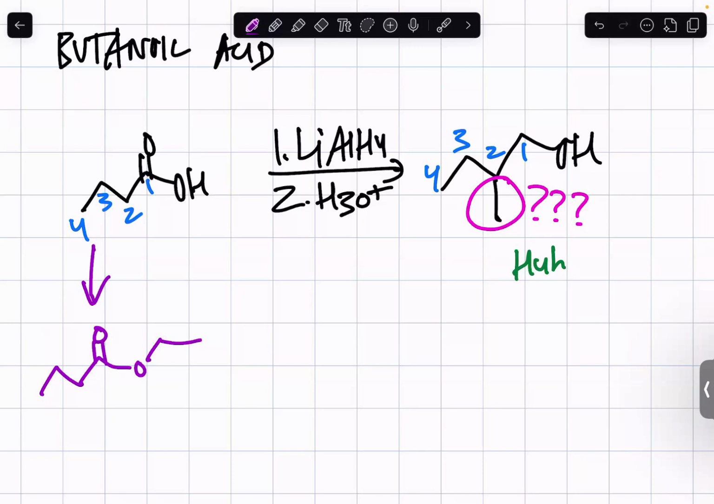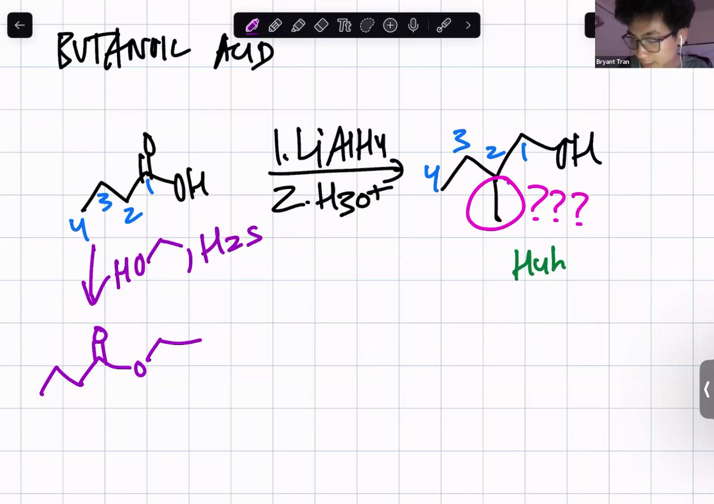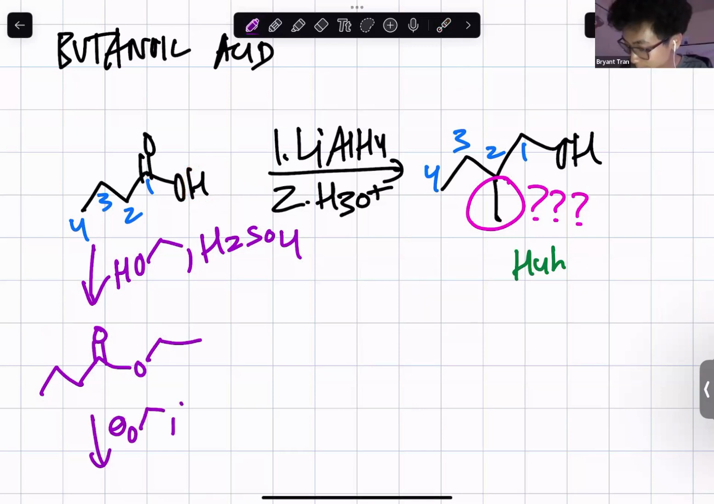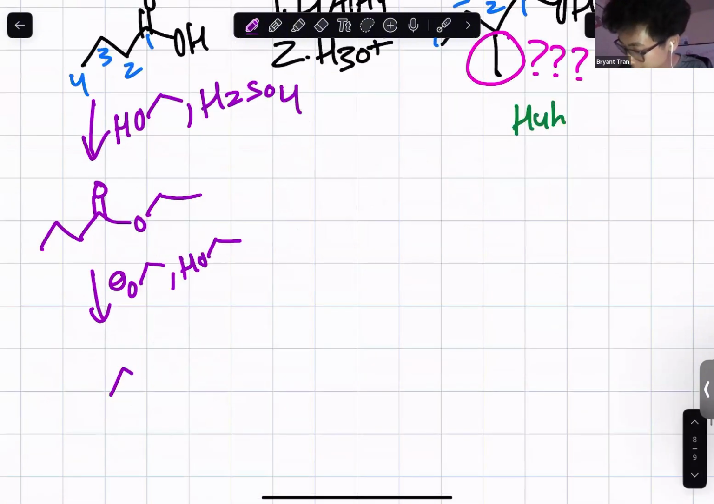Fischer esterification. So we're going to use this alcohol here with H2SO4, because this can only happen in acidic conditions. It can never happen in basic conditions, because basic conditions would deprotonate the carboxylic acid like that. Now, once we have that, we can bring in the base with the solvent to create the enolate ion on the alpha carbon.